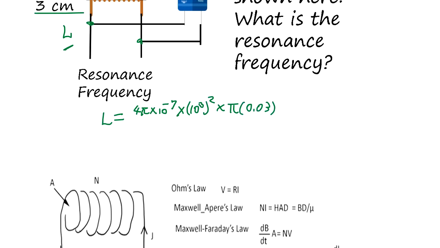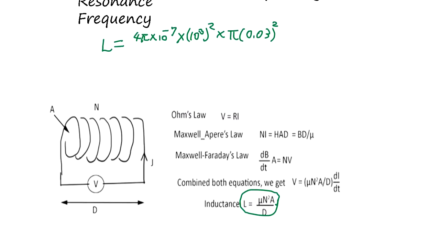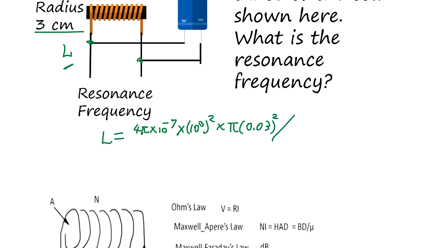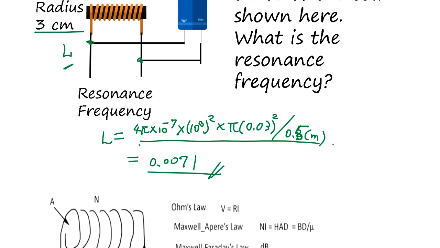0.03 square, that's the area, right? Okay, so divide by length, 0.5 meter, right? So that's pretty big inductance. I used a calculator earlier. It came up with 0.0071, something like that.